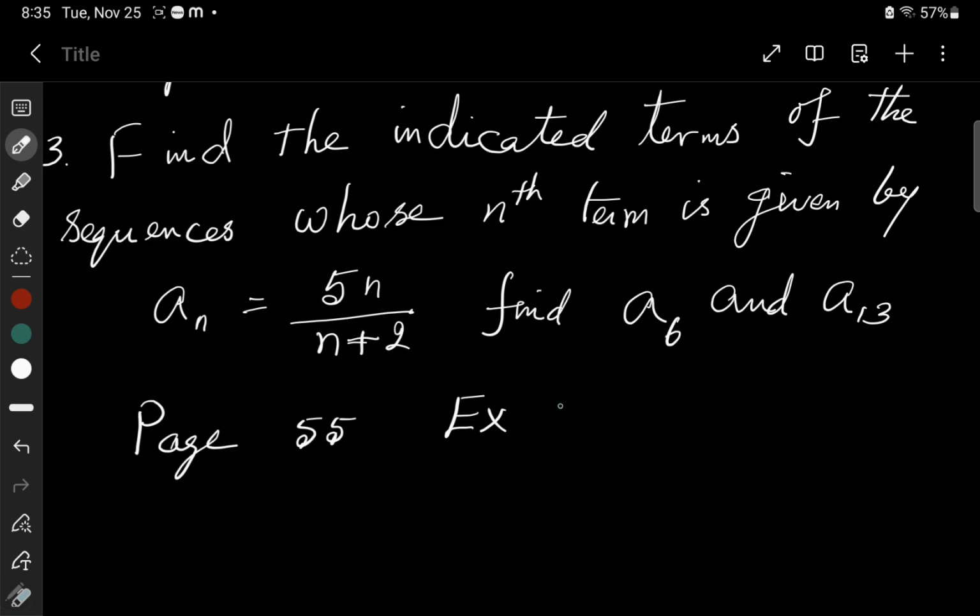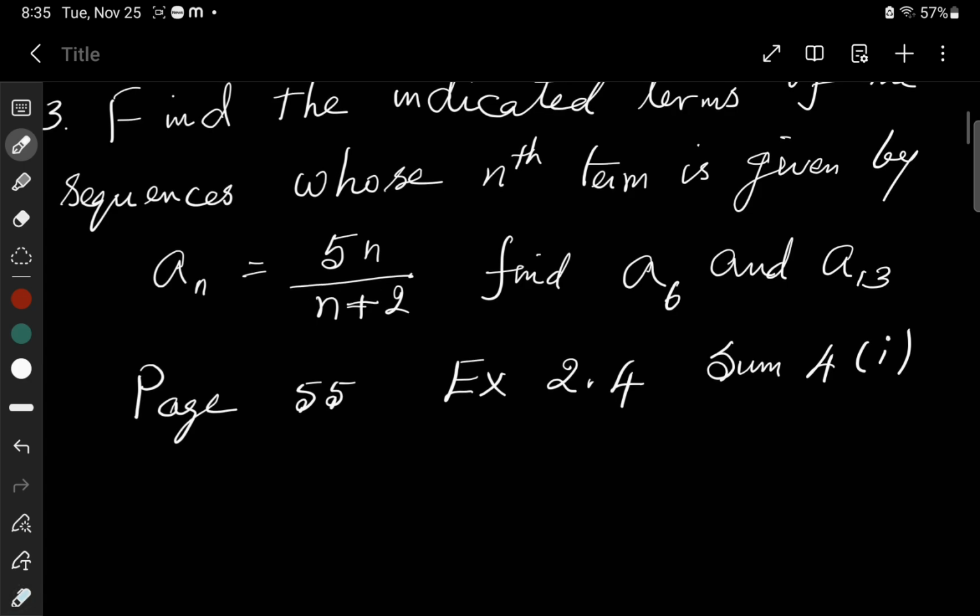Exercise 2.4. It is sum number 4, subdivision 1. So this also I have given you as a video. All the exercise sums I have given you as a video, so you can go through that.